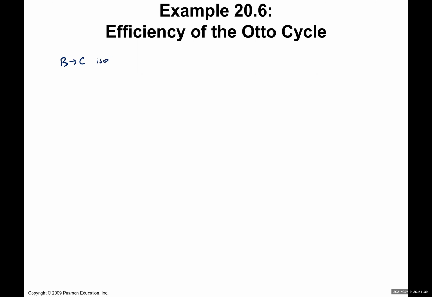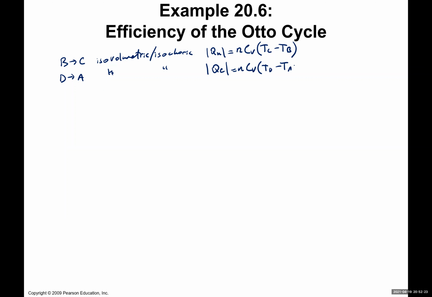That means for those processes, going from B to C, I have an isovolumetric, also known as isochoric, process at constant volume. That means I can write QH as nCV times TC minus TB. Then going from D to A, again same thing, an isovolumetric, isochoric process. In this case, I have QC, which equals nCV times TD minus TA, temperature of state D minus temperature of state A.